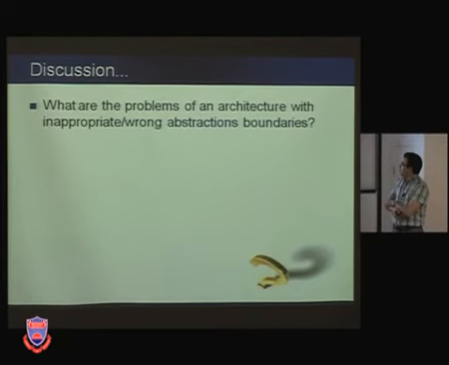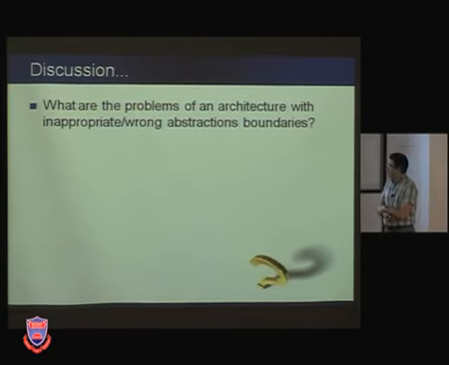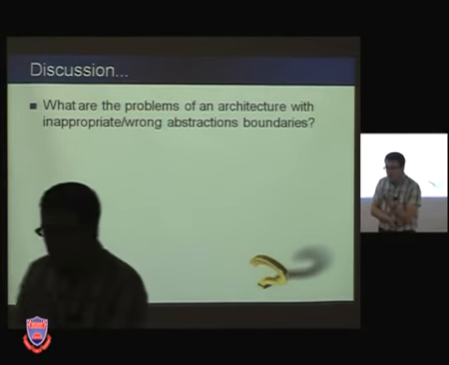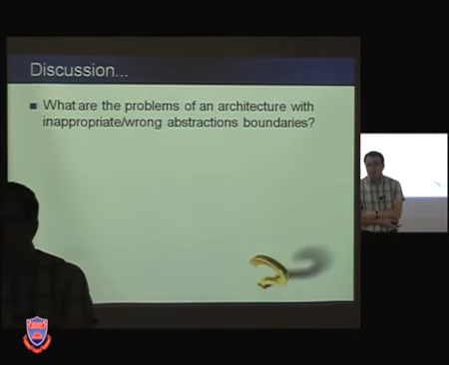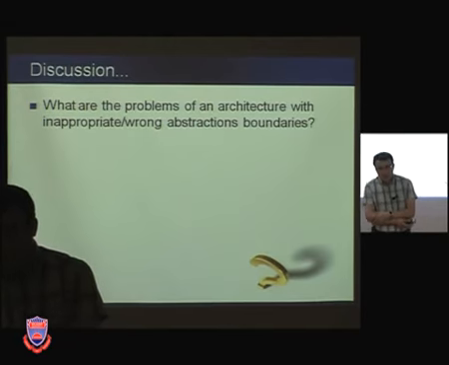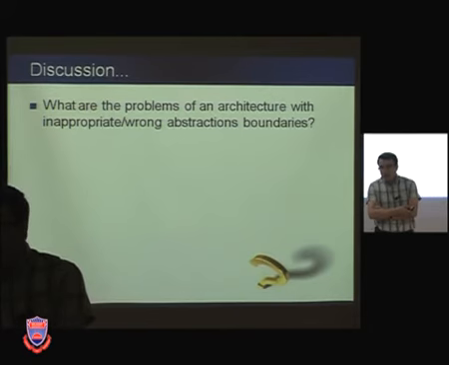What are the problems of an architecture with inappropriate or wrong abstraction boundaries? Abstraction boundaries here mean that you have the right architectural elements, the right architectural components, and the relations. Or, if you put it differently, what is the problem of defining a wrong architecture?